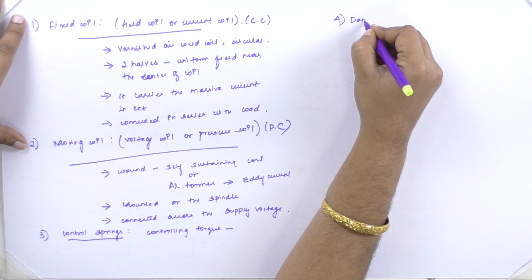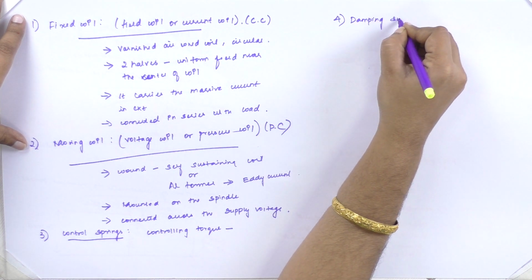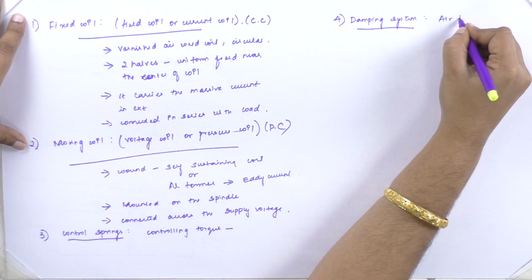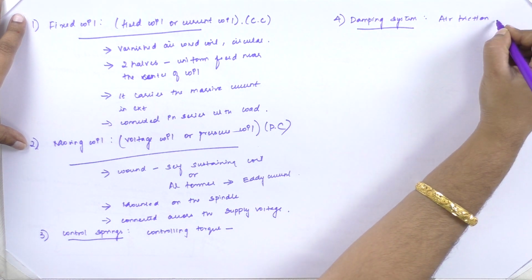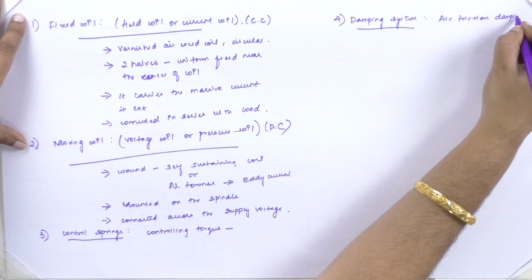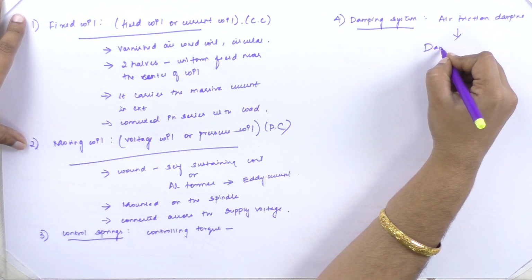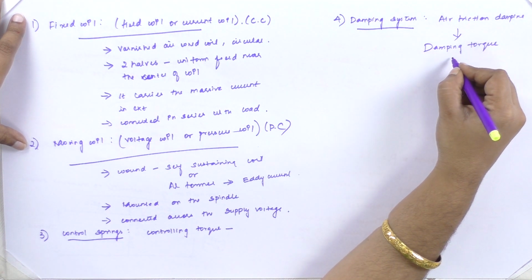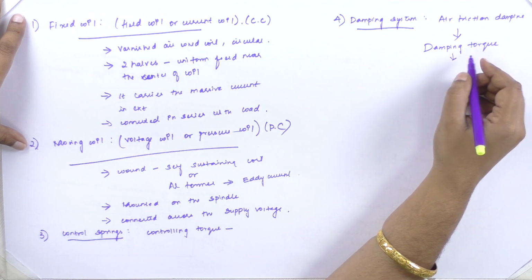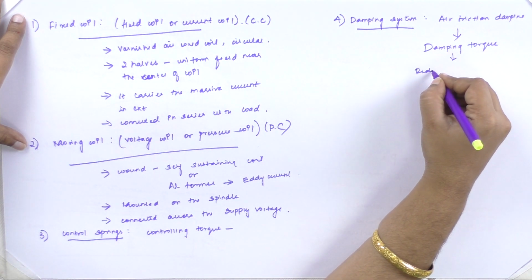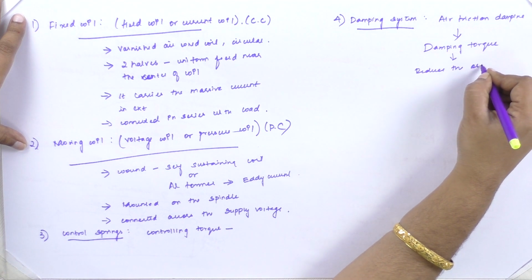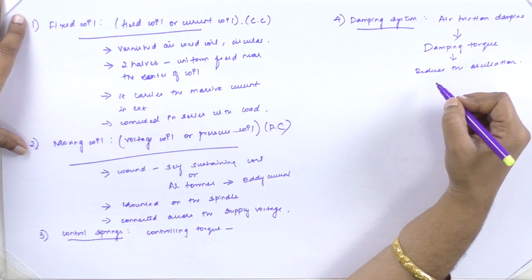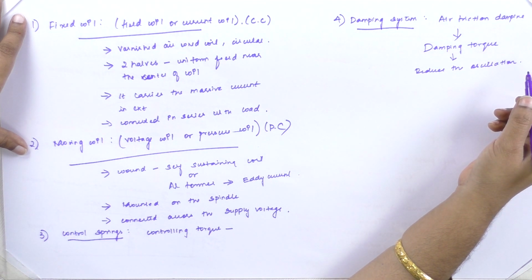Next one, damping system. As in the case of moving iron instrument, here air friction damping is used to produce the damping torque. What is the use of damping torque? The damping torque is used to reduce the oscillation of the pointer, so that the time taken for taking the readings will be reduced, so that the pointer will also come to rest at a steady state position.